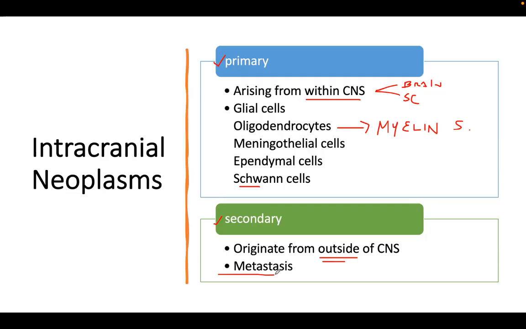Now, question. What is more common, a primary or a secondary neoplasm? Okay, let's see your answers. Please type in the chat box. What do you think is more common? Is it a primary intracranial neoplasm or a secondary intracranial neoplasm? Now, always remember the most common brain tumor is from metastasis. So metastasis is more common than a primary brain tumor.